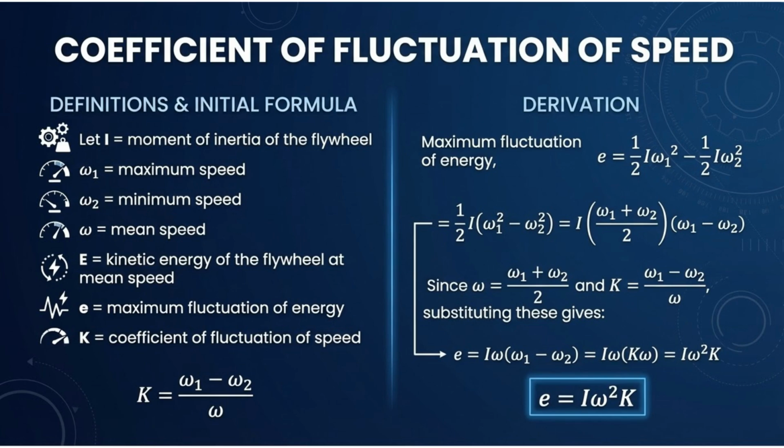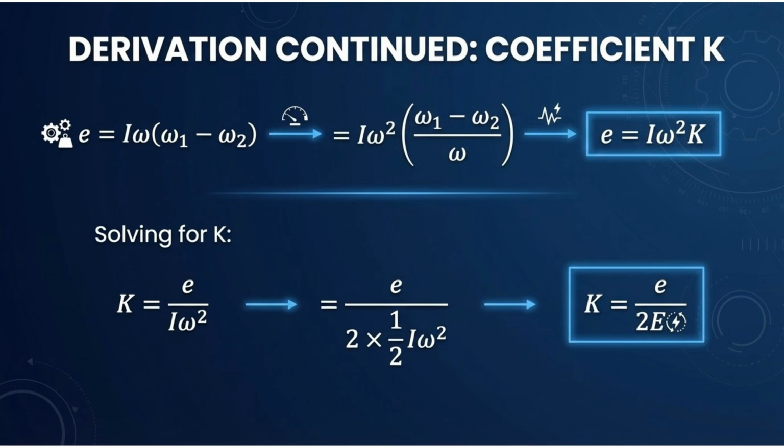By defining the maximum, minimum, and mean speeds and the maximum fluctuation of energy, we can derive the relationship that links these variables. Continuing the derivation, we express the maximum fluctuation of energy E in terms of I, omega squared, and K. By substituting the kinetic energy E, we find that K equals the maximum fluctuation of energy divided by 2 times E.